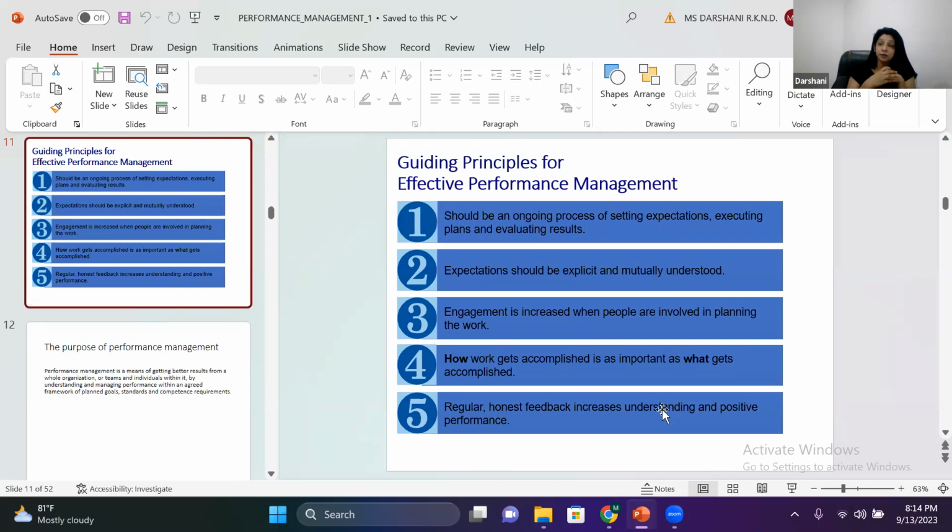Then the next one is what? Expectations should be explicit and mutually understood. It should be expressed. What you expect, you should let them know. Otherwise, how can I know? Now, sometimes, if you are married, your wife never says what she wants for her birthday. But now if you see on Facebook, YouTube and all, you could see how husbands are surprising their wives. Think about your husbands. Are they surprising you as well?